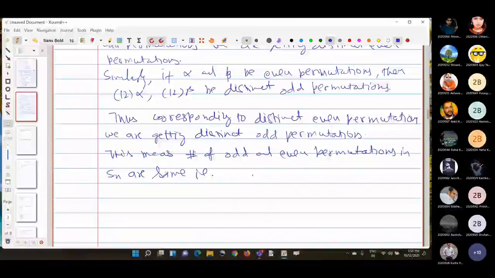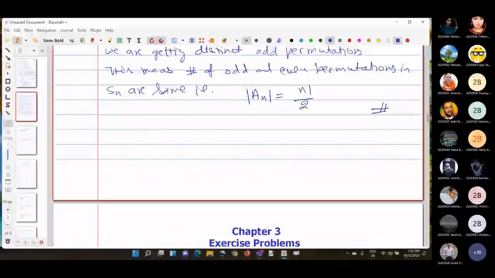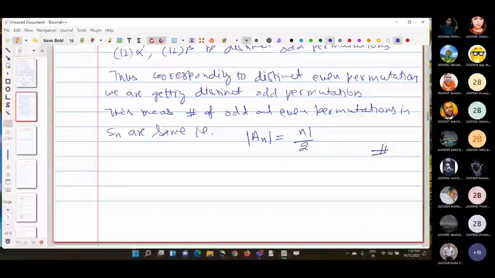That is, therefore, the number of elements in An, this is the collection of even permutations, is equal to n factorial by 2. So this completes the proof. And for example, if you want, you can take it like this. Suppose you are talking about S4, so the order of S4 is 4 factorial. 4 factorial is 24. So therefore, A4 contains 12 elements.